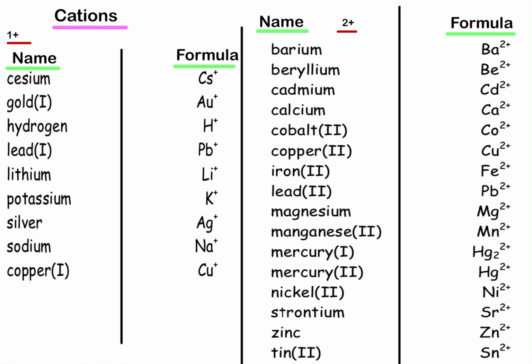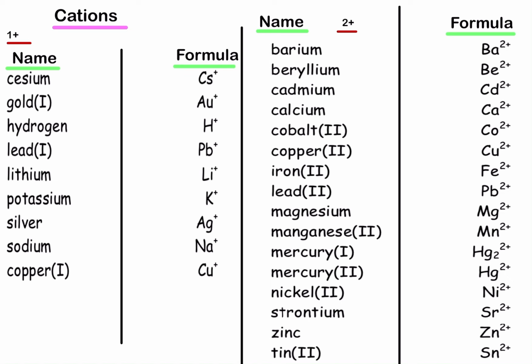Now let us look at some of the cations and their charge or formula. So the cations which are monovalent, which have a 1 plus charge, are the following: cesium, that is Cs+, gold, aurum, Au+, hydrogen, H+, lead, Pb+, lithium, Li+, potassium, K+, silver, Ag+, sodium, Na+, copper 1, Cu+.